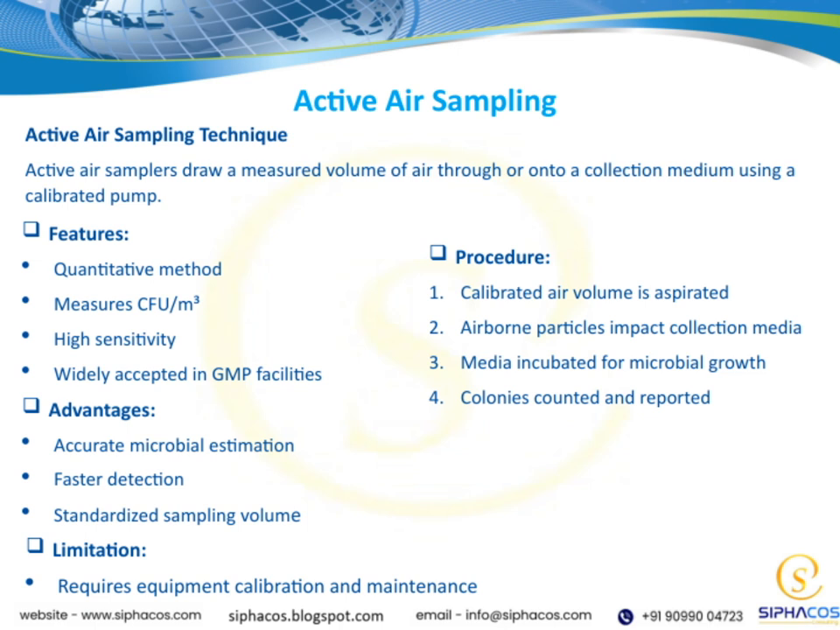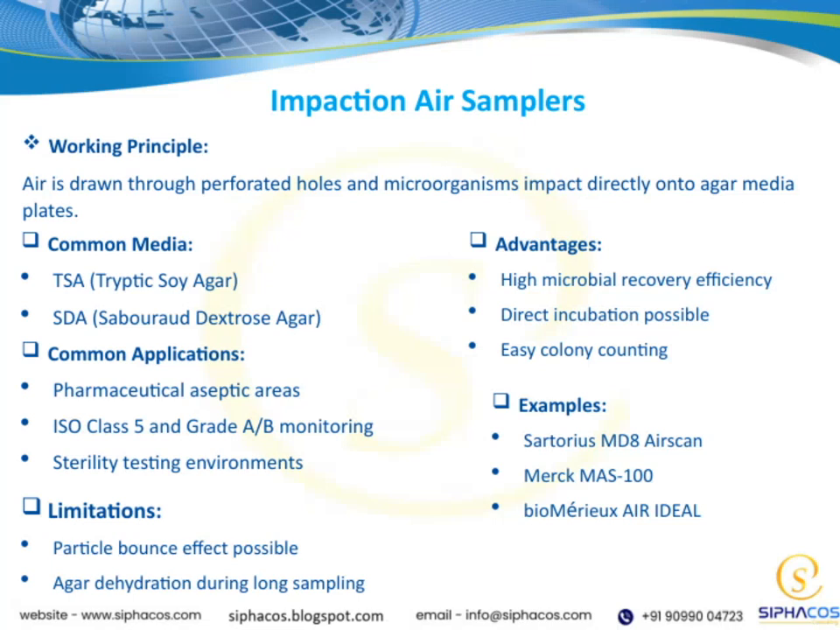Let's take a look at some common air sampling devices, such as the Sartorius MD8 AirScan, Merck MAS100, and bioMérieux Air Ideal. These are all examples of impaction air samplers, which work by drawing air through perforated holes so that microorganisms impact directly onto agar media plates. This direct impact method makes it easier to analyze the microbial content of the air.